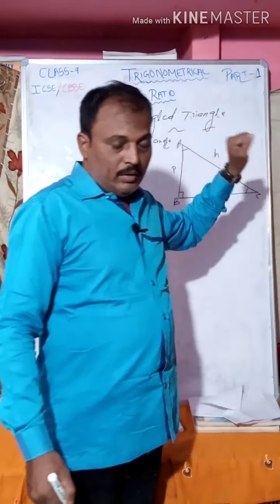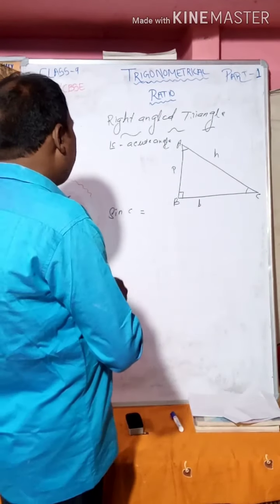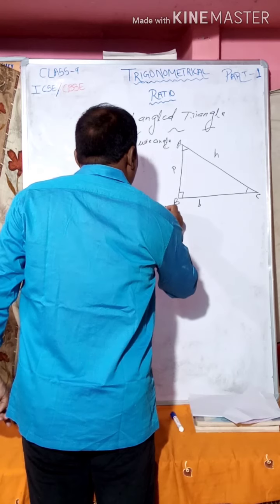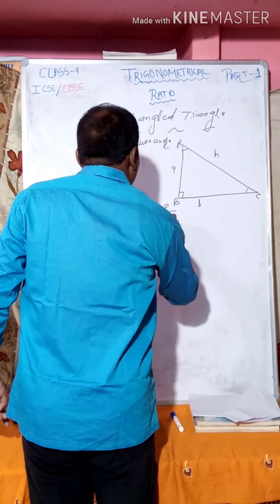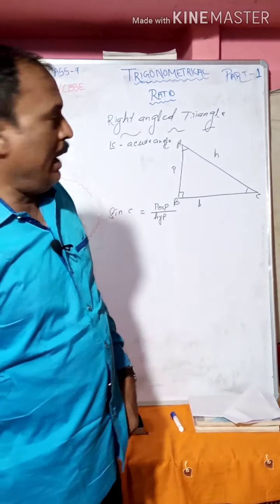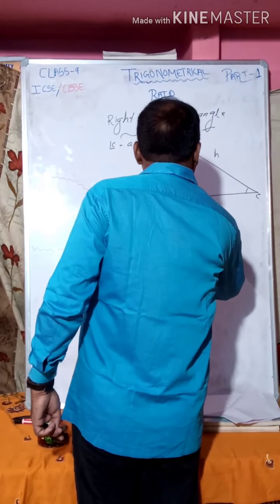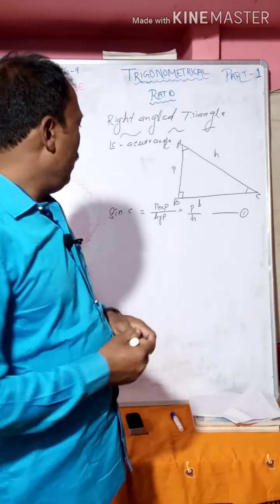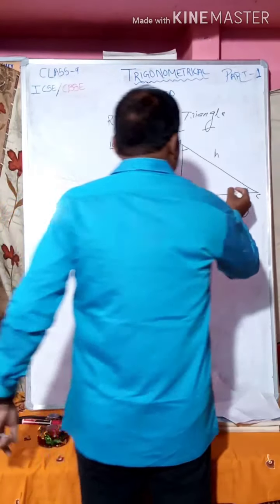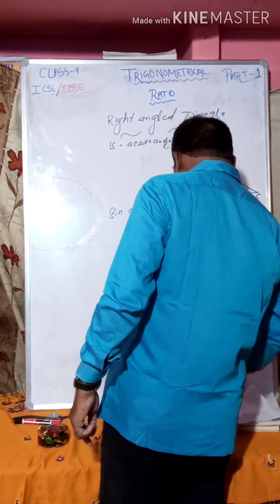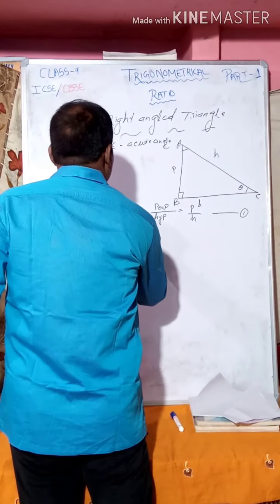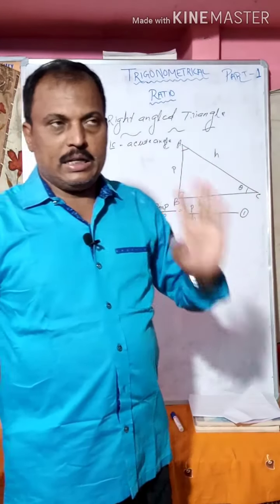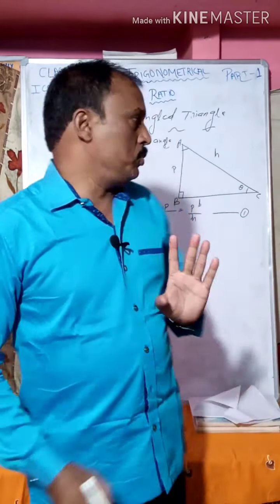So take angle C, sin C. Sin C means perpendicular upon hypotenuse, that is equal to P upon H. Sin C or sin theta, suppose this angle is theta, now take this angle as theta, not C. Sin theta is equal to P upon H, perpendicular by hypotenuse.